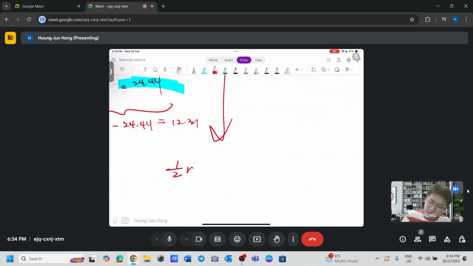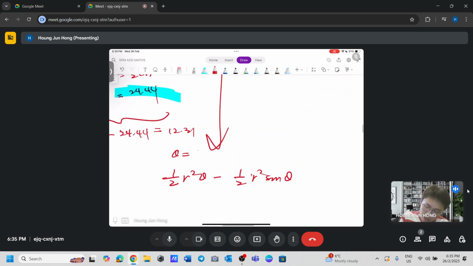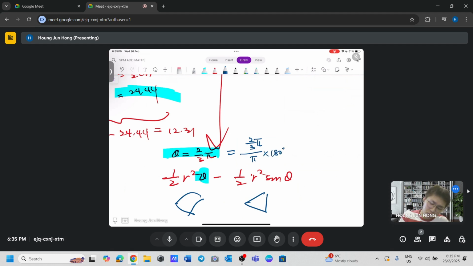I'm going to do it a bit quickly. I'm just going to say this minus this, but just bear in mind your angle is 2/3 pi. This is the big pizza, this is the triangle, and just bear in mind this angle belongs here, but you also have to convert it to degree. Like this, which then you should get 120. Then you can put this 120 into here.